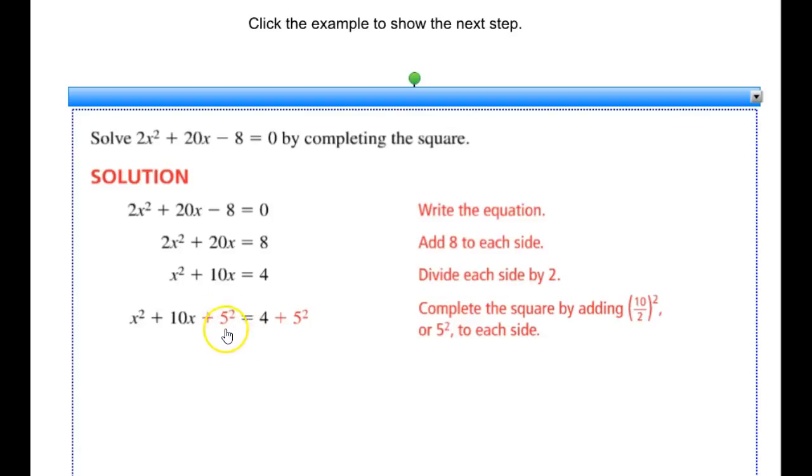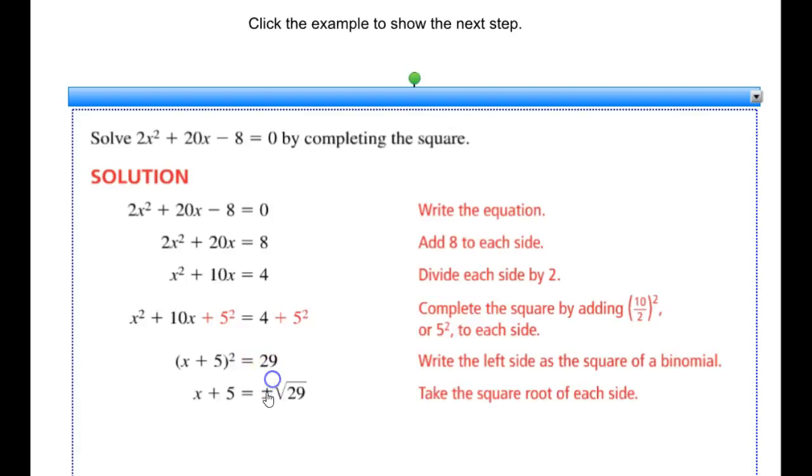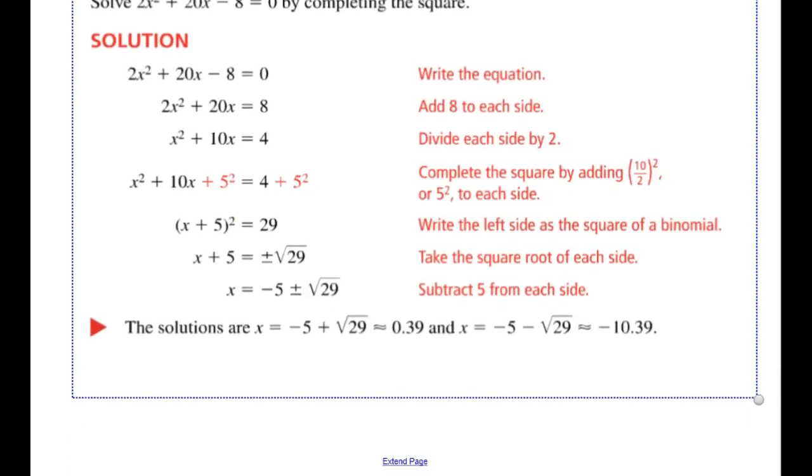So we got our 5 squared. So now I can factor this left side and simplify my right side. So my left side factored is x plus 5 squared, and the right side becomes 29. So now I take the square root of both sides. So I end up with x plus 5 equals plus or minus the square root of 29. And I want to leave this as the square root of 29. Since I don't know what that is, I don't want to put the decimal values. I want to leave it just like this. Then I subtract 5 from both sides. So this would be my final solution.